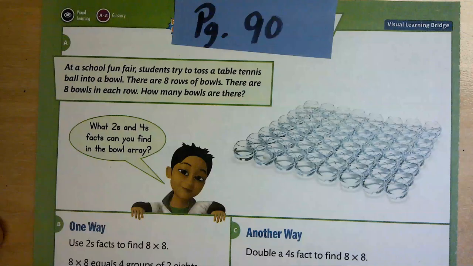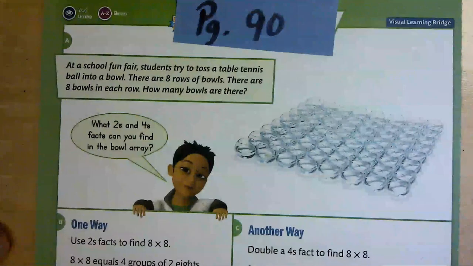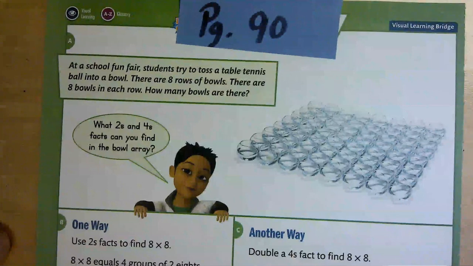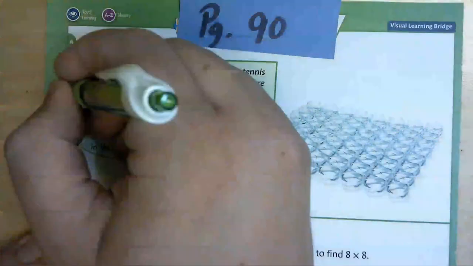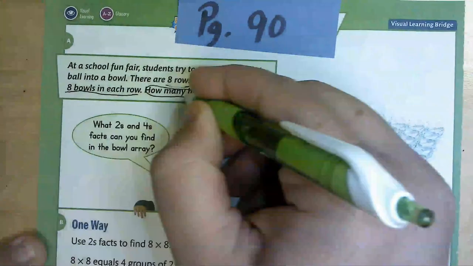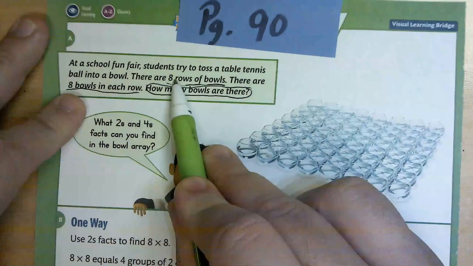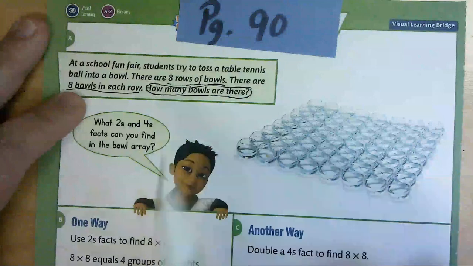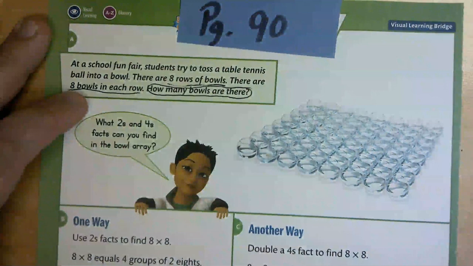All right, so here we are on page 90. I'm going to go ahead and read. Make sure you've got your pencil with me because we're going to underline some parts of our word problem. It says, at a school fun fair, students try to toss a table tennis ball into a bowl. There are 8 rows of bowls, underline that. There are 8 bowls in each row, underline that. And then we're going to circle our question, which says, how many bowls are there? Now remember, when we have a word problem like this, we want to underline our numbers and circle our question. And that just helps us to make sure we're keeping track of what it is that they even want us to answer in a problem like this.